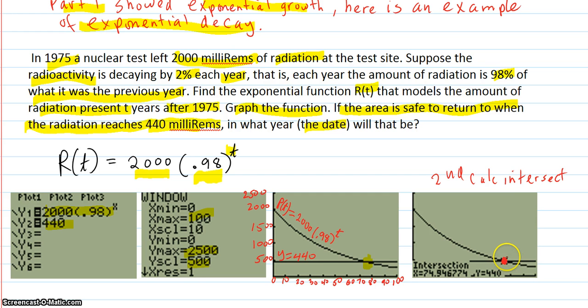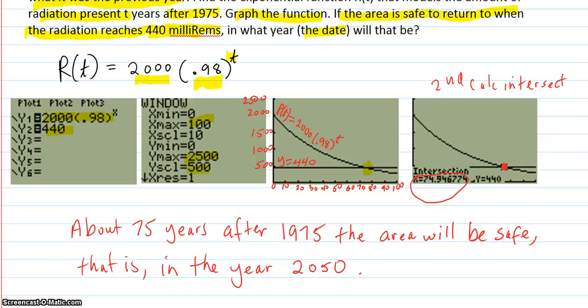It finds that intersection point, which is at this value, 74.9. So that is approximately 75 years, and 75 years after 1975. So the area will be safe when it ends up being 440 millirems, 75 years after 1975, which is in the year 2050.